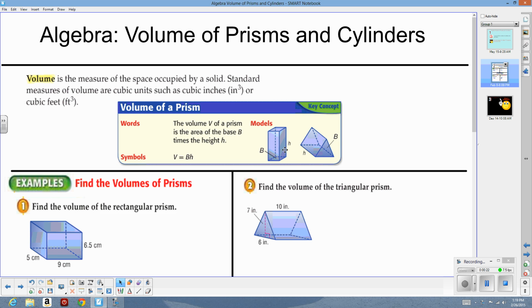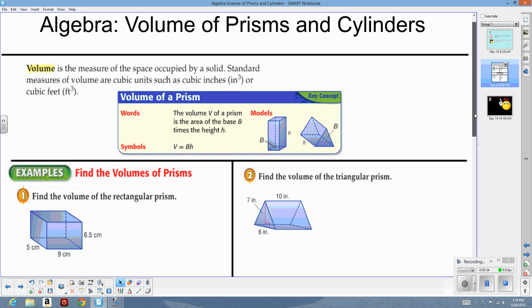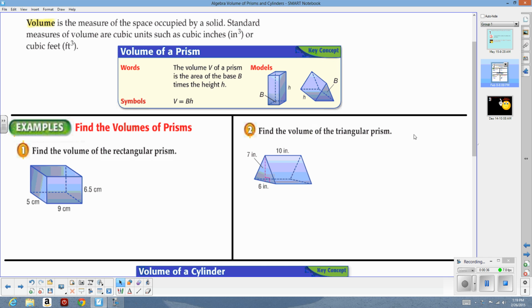This right here is an example of a rectangular prism, and this is an example of a triangular prism. It's a triangular prism because the two bases are triangles. The formula for finding the volume of a prism is big B H, or the area of the base times the height, because you want to figure out what fits in the bottom of this and then multiply it by how tall it is. That would be how many layers of cubes fit inside.